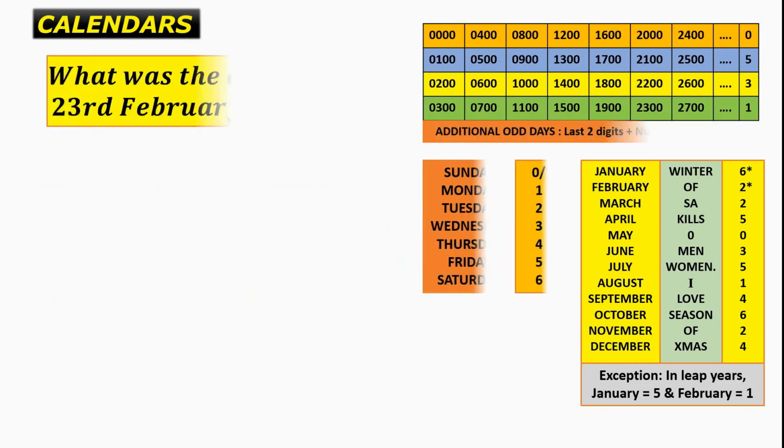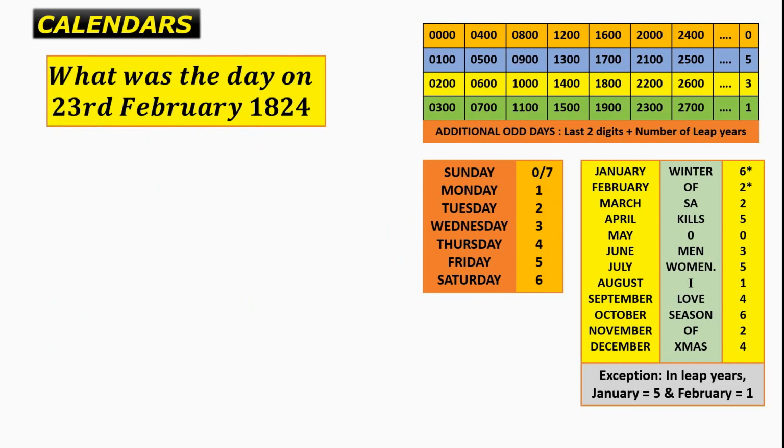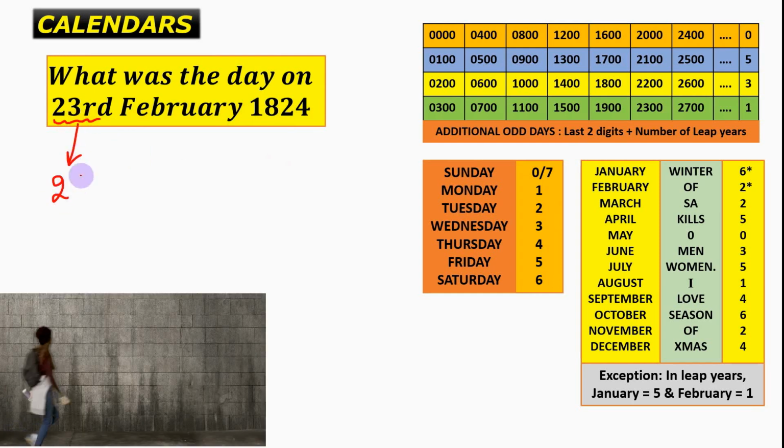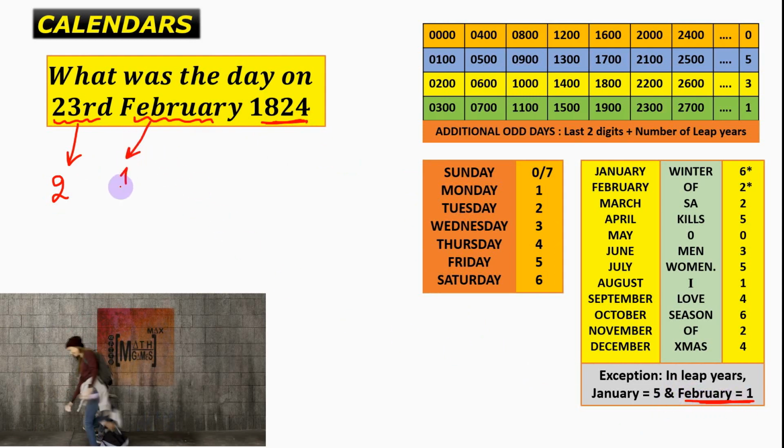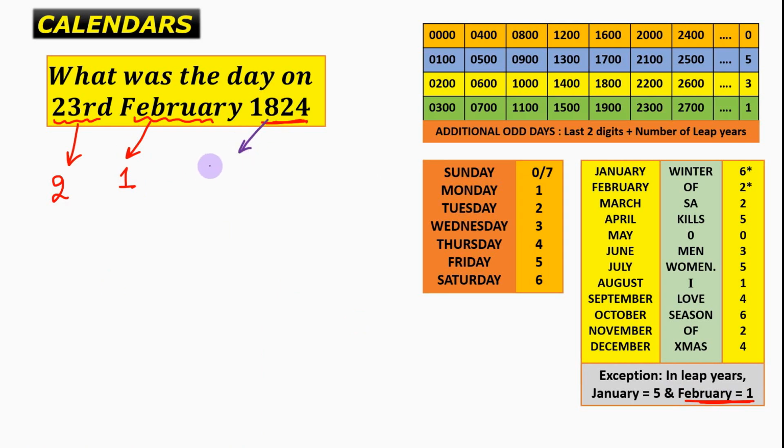Let us move on. Now the question is, what was the day on 23rd February 1824? 23 when divided by 7 will give us 2 odd days. February: now 1824 is a leap year, which simply implies that in leap years February is equal to 1, and hence we are going to get 1 odd day from this month.